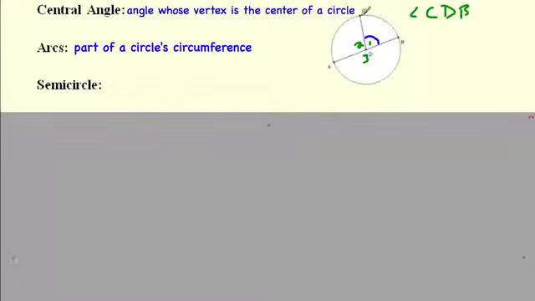Its matching arc is this over here. That's what matches up with it. Excellent. So one other piece of vocab we need is a semicircle.